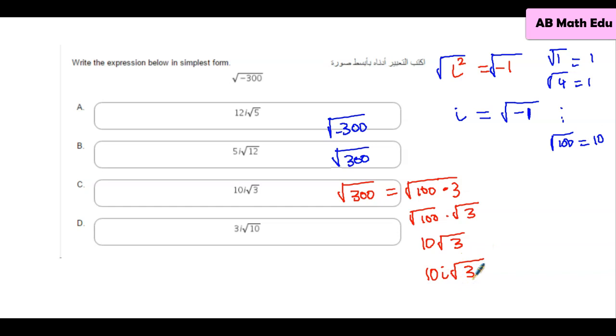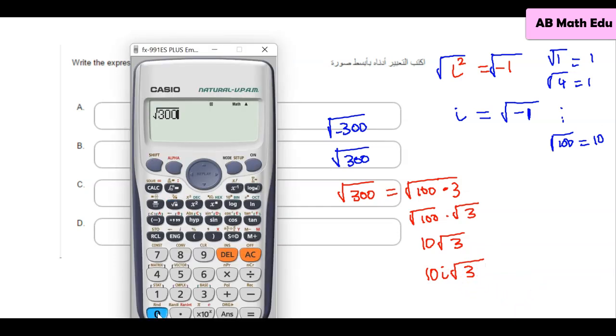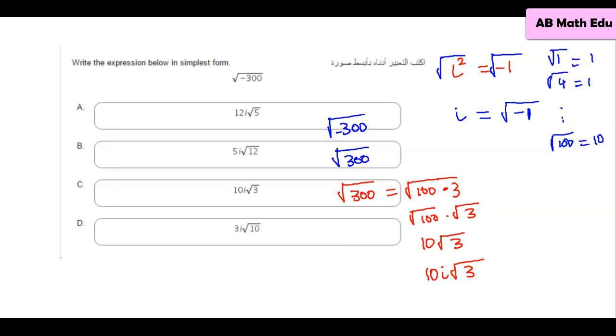And if you want, you can grab your calculator. The square root of 300, it cannot do the negative, so you have to know that the negative, you're just going to get i out of it, and boom, that gives you 10 root 3, and you have to bring your i.